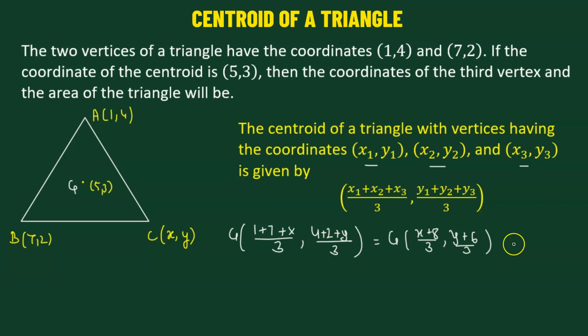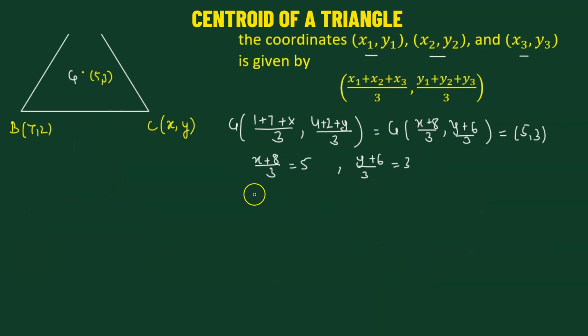But in our problem, it's already given here that the centroid has the value 5, 3. That means we can now equate (x plus 8) over 3, that's the x coordinate, with the value 5. And then we can also equate (y plus 6) over 3 with the value 3. So let's solve for the values of x and y. So we have x plus 8 equals 15, so x will be equal to 15 minus 8, that's 7. Then we have y plus 6 equals 9, so y will be equal to 3. So that means the third vertex is going to be 7, 3.